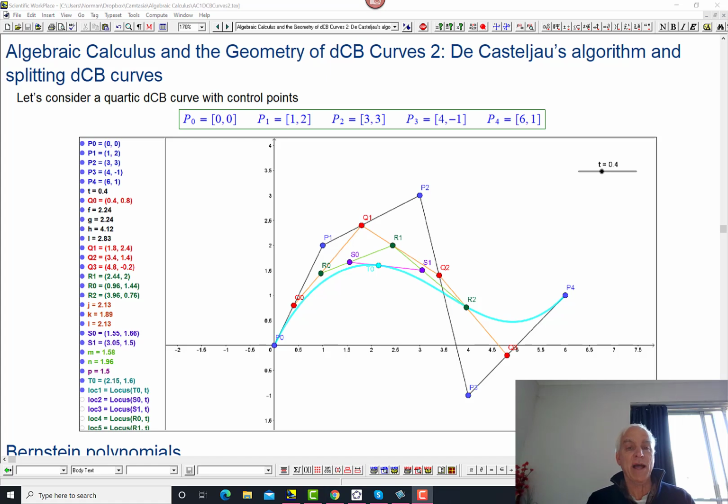We're talking about the algebraic calculus and the geometry of de Casteljau Bezier curves. Today we're going to look at de Casteljau's algorithm and splitting dCB curves. We're going back to an essential technology introduced by Paul de Casteljau during the very early days of this subject.